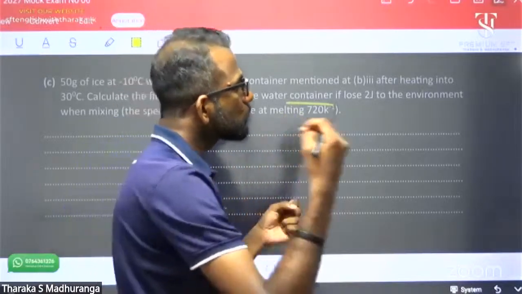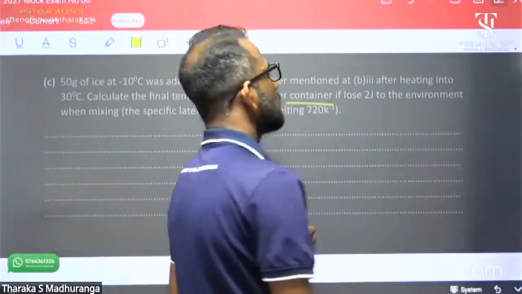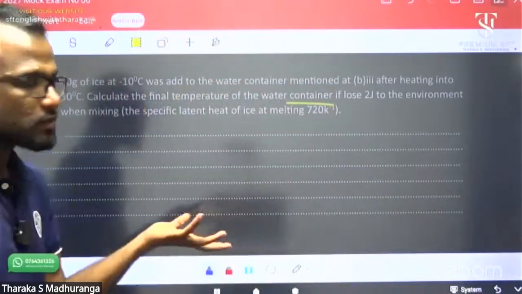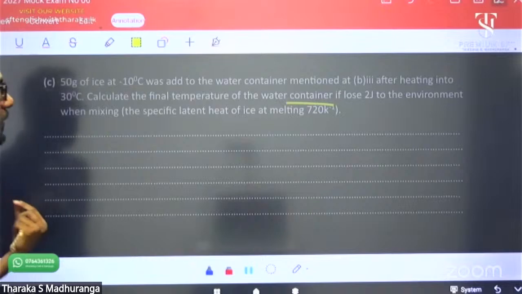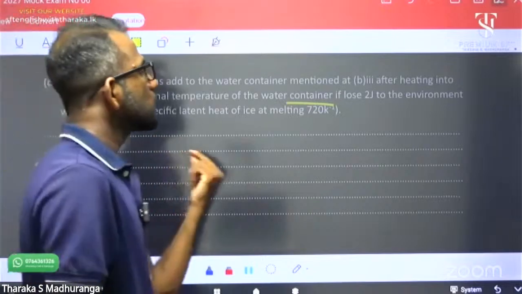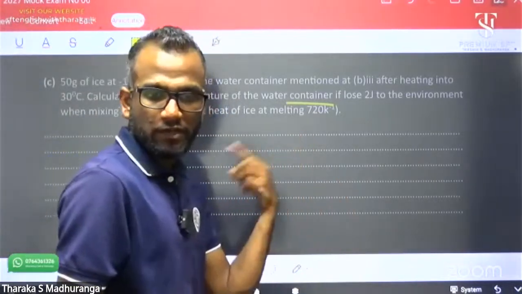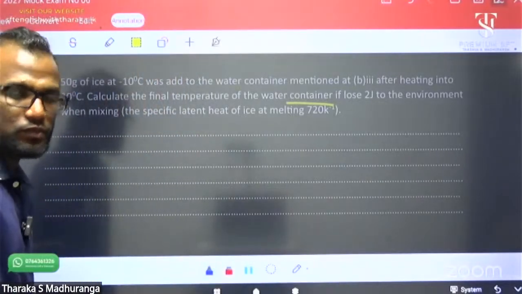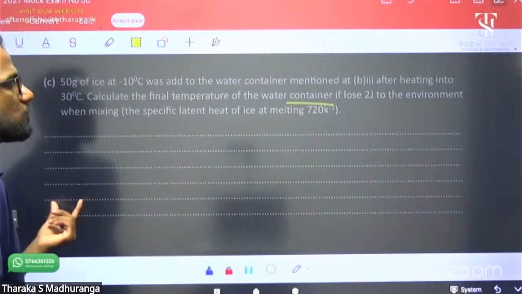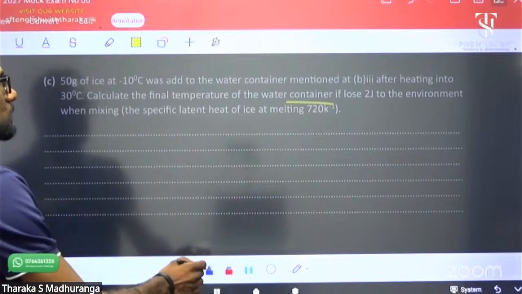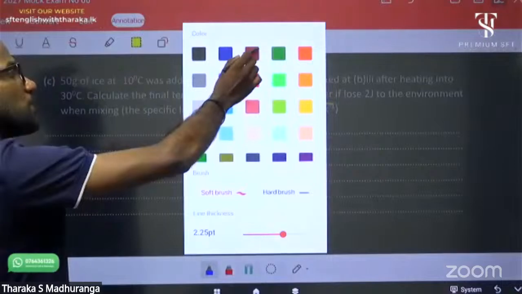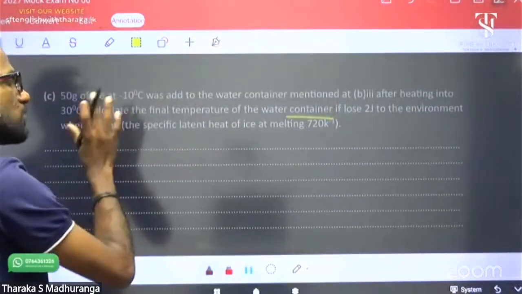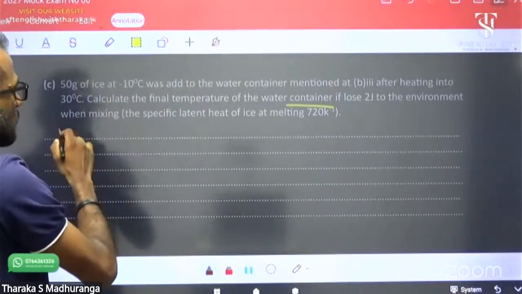If 2 joules of heat are lost to the environment when mixing, the specific latent heat of ice at melting is given as 720. Maybe it's a very simple question. First, you have to use the method of mixtures, right? Then the heat balance.